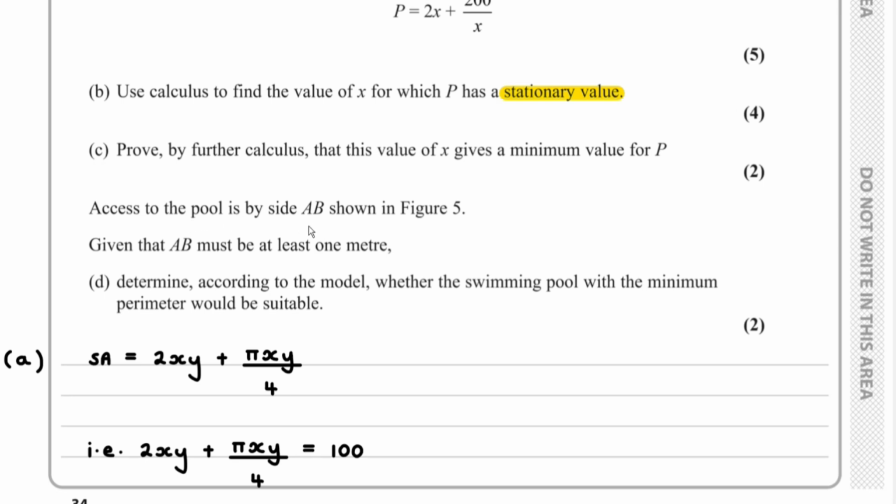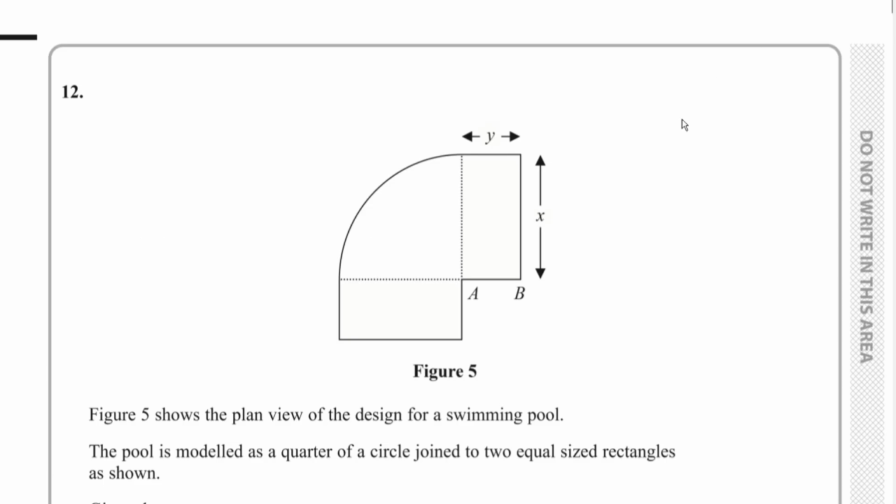Access to the pool is by side AB shown in figure 5. Given that AB must be at least 1 meter, Part D, determine according to the model whether the swimming pool with the minimum perimeter would be suitable. So access is via AB, and AB corresponds to a length of y. So what we need to do is find out what the value of y is when x is 10, because x equals 10 corresponds to the minimum perimeter.